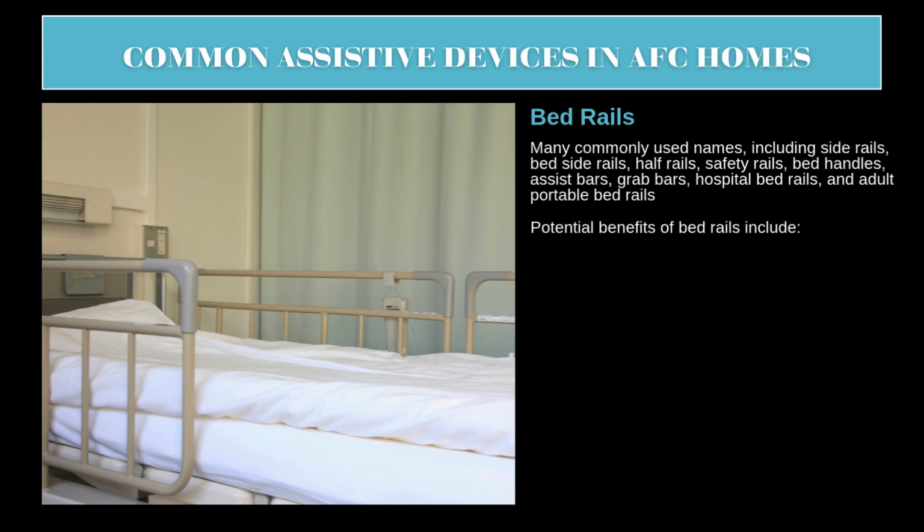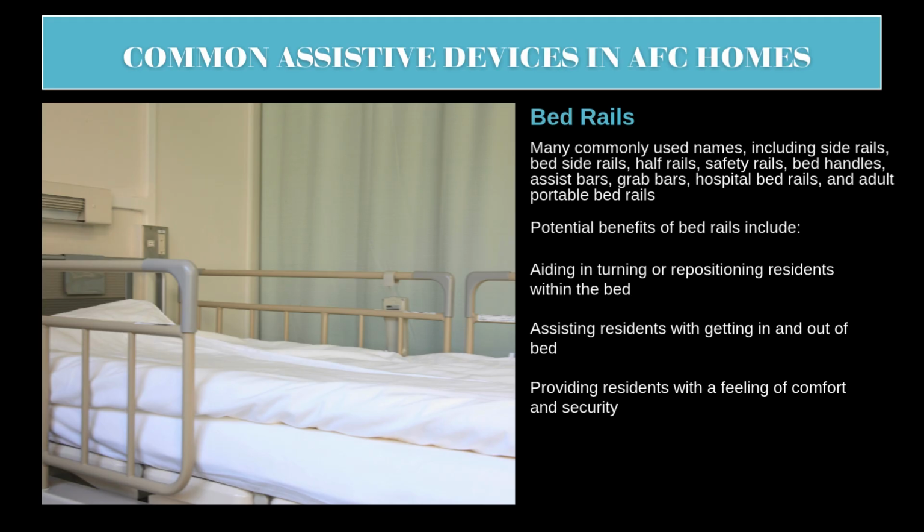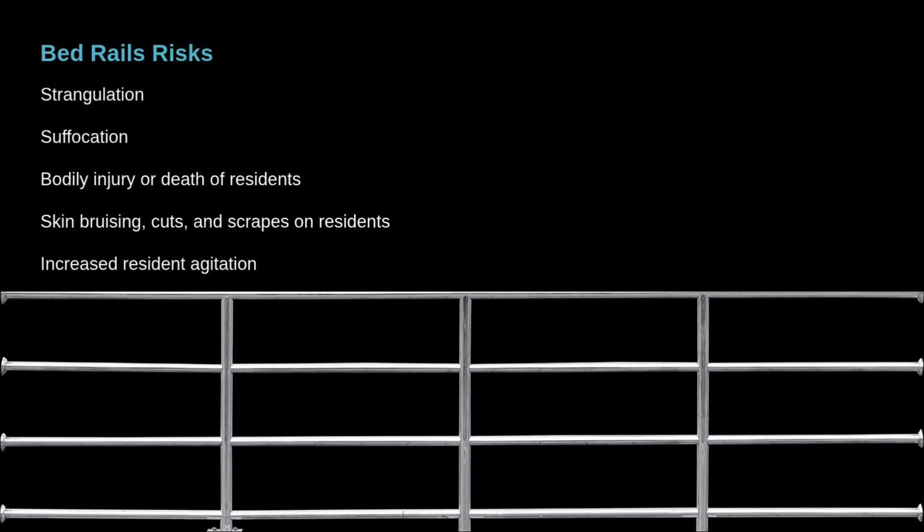Potential benefits of bed rails include aiding in turning or repositioning residents within the bed, assisting residents with getting in and out of bed, and providing residents with a feeling of comfort and security. The use of bed rails also has its risks. Some potential risks include strangulation, suffocation, bodily injury or death of residents, skin bruising, cuts and scrapes on residents, and increased resident agitation.